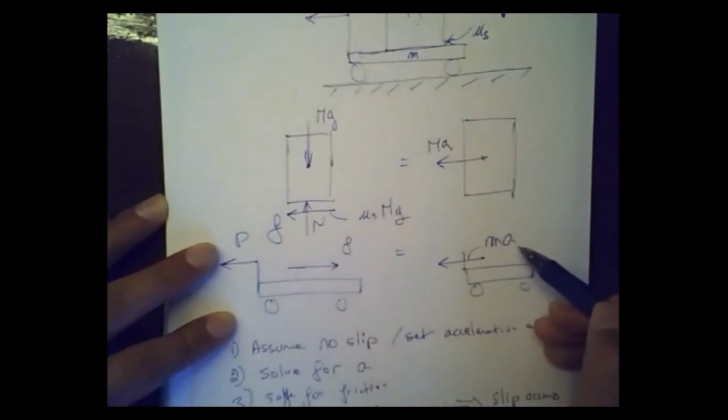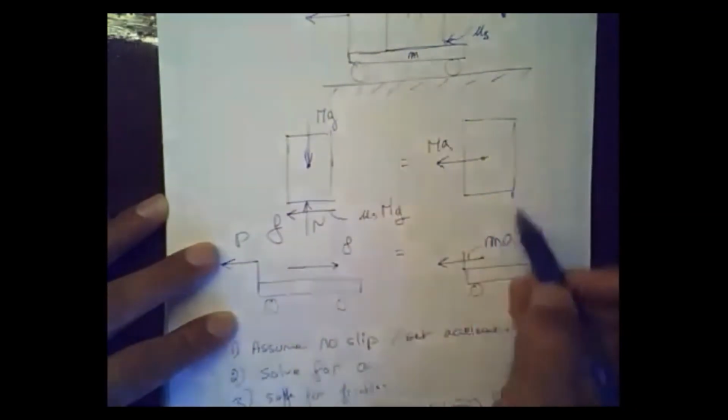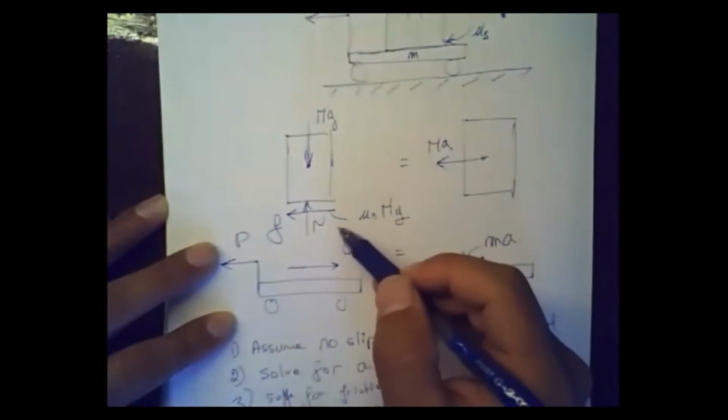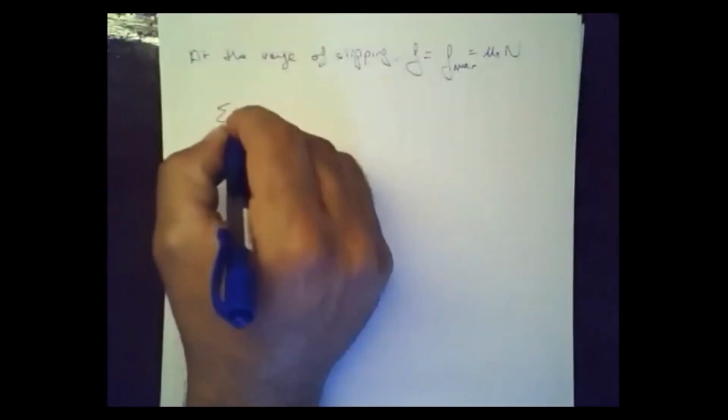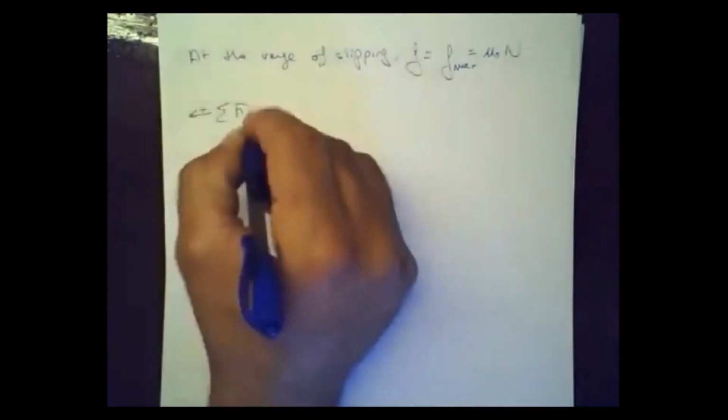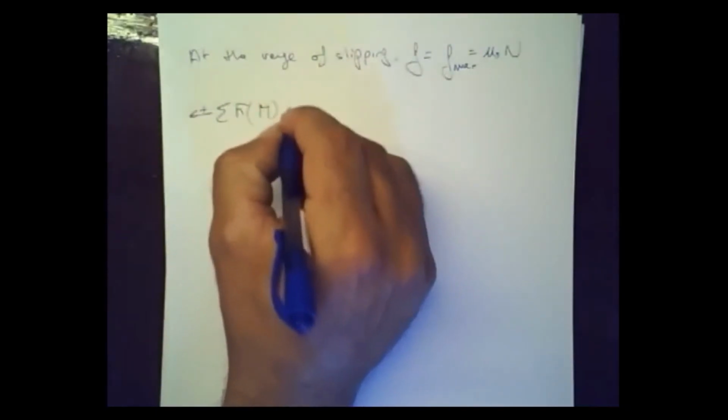Well, they have the same acceleration, right? I can take the first rigid body. If I sum the forces in the x direction, I'm going to get F is equal to ma, which is equal to mu s times mg, right? So here you sum the forces on the right side, on the bigger mass.